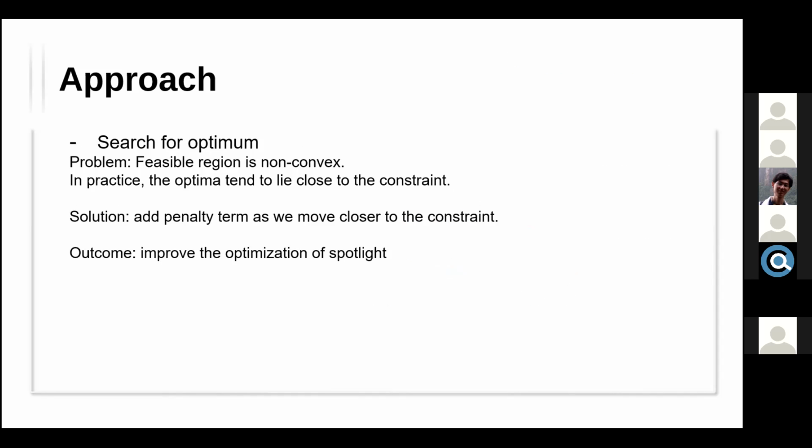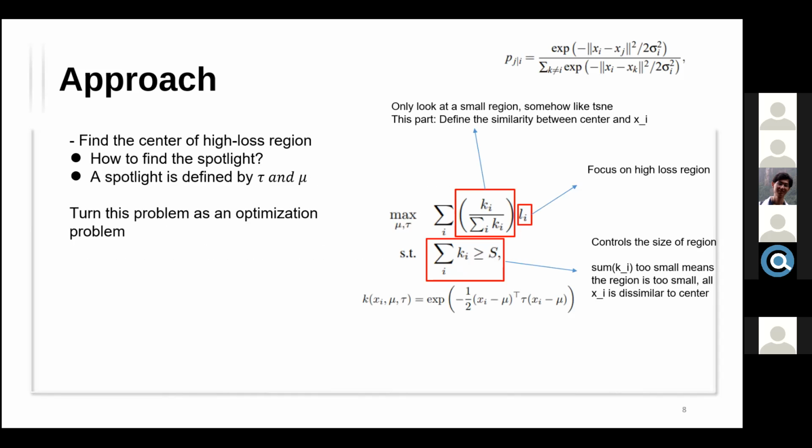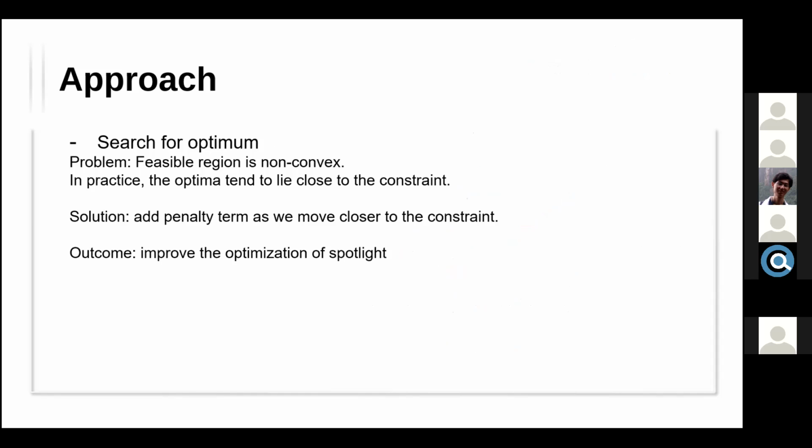In that case, we may just consider this an optimization. I don't know. Xianglin will go back to the previous slides. I don't know whether we can combine these two cases. Suppose this is equation 1, and this is equation 2, and then we can do equation 1 plus lambda times equation 2, and then we optimize the whole function here. In this case, we can also control the radius, right? I don't know. Maybe that's the way. Anyway, they just add a penalty term as they move closer to the constraint, and the outcome is that they say they improve the optimization of spotlight.